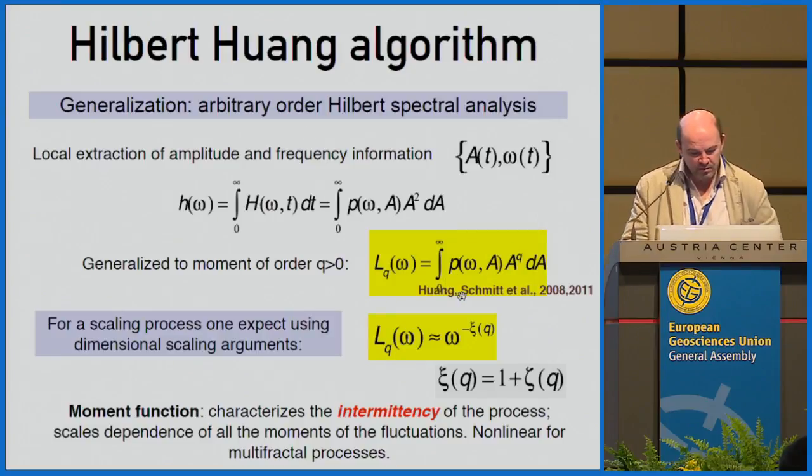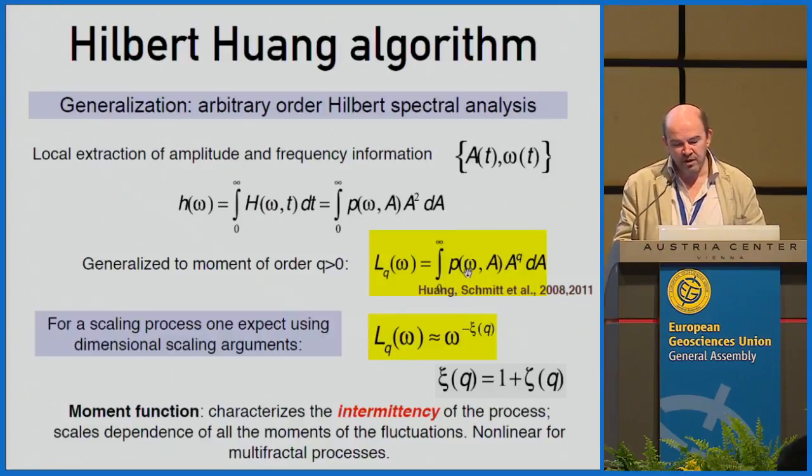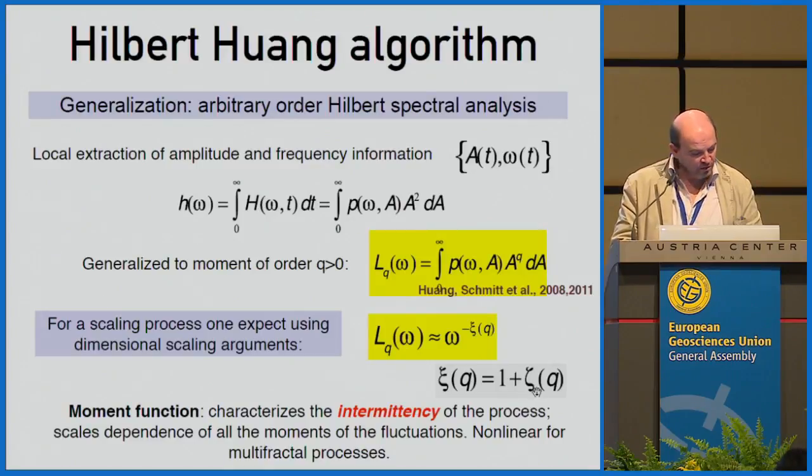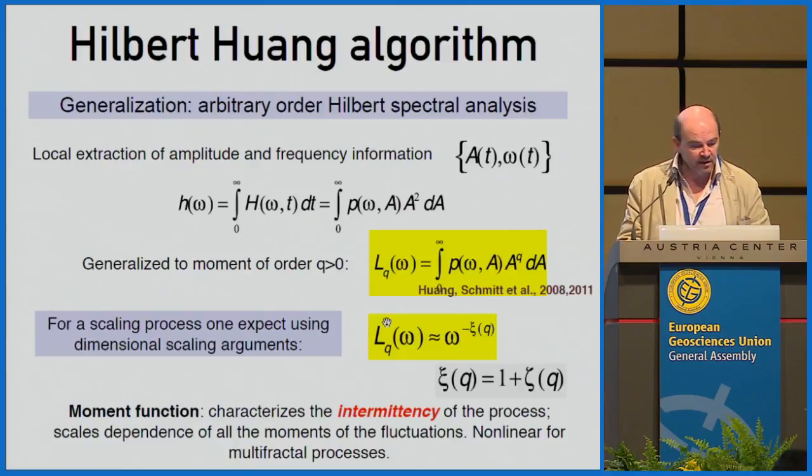So what we proposed a few years ago was to generalize this method by taking a moment of order q of the amplitude here. And this was a way to also study the intermittency property of scaling time series. So it was an alternative to the classical structure function method. And we obtained a power law scaling exponent here, which is related to the one of the structure function. So it was a way to characterize intermittency in a process, even if we have missing data, and also if we have a forcing at a given characteristic scale.